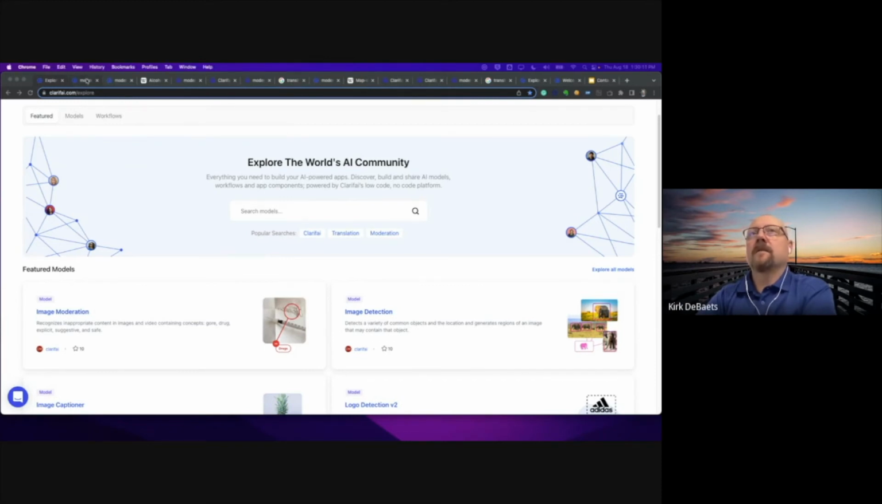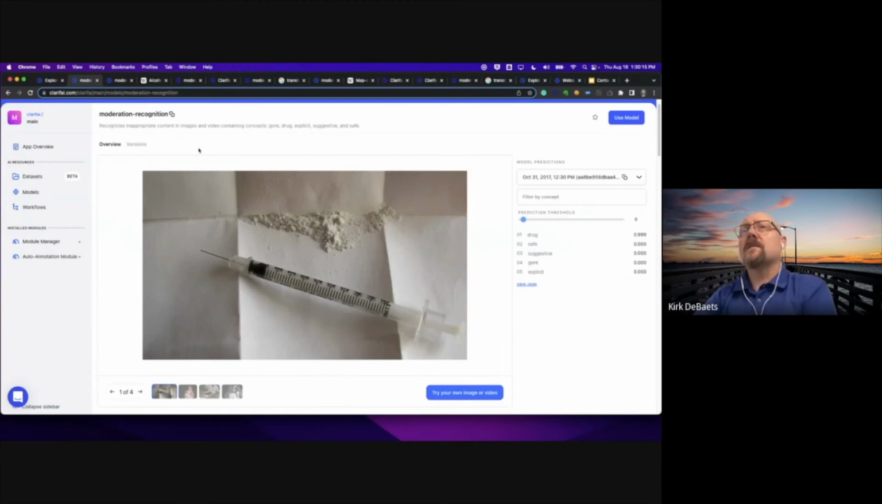When we go into image moderation, this is the default page for the moderation recognition model. You can see here that we've got some default images that you can use, and it'll show you what it predicts the target item to be. We're going to keep the threshold down at 0, just so that you can see the full range of things as we go throughout the demo today. And you can see that this is clearly identified as drugs. The other categories in this particular moderation recognition model are safe, suggestive, gore, and explicit.